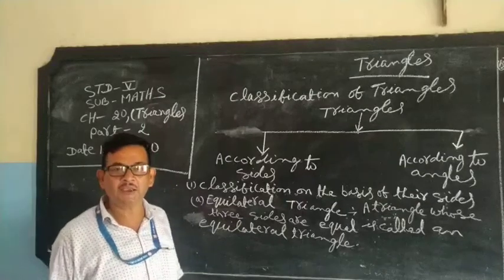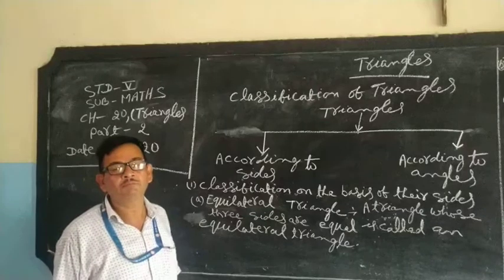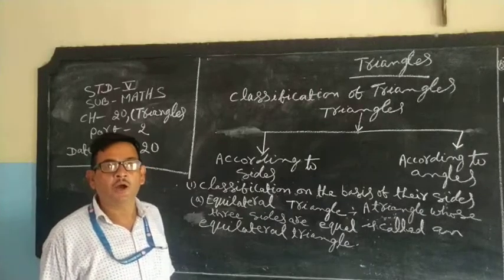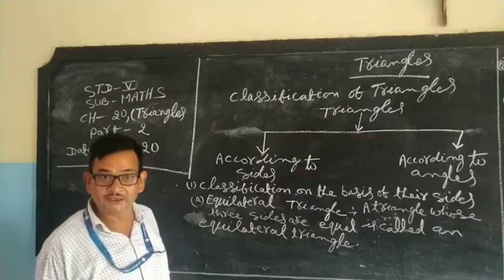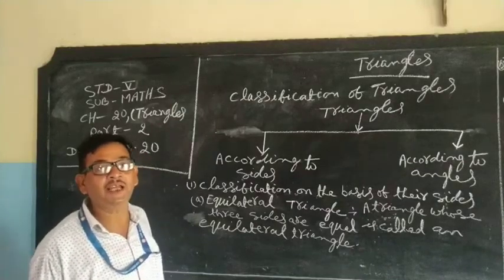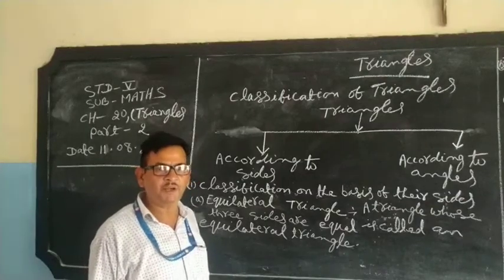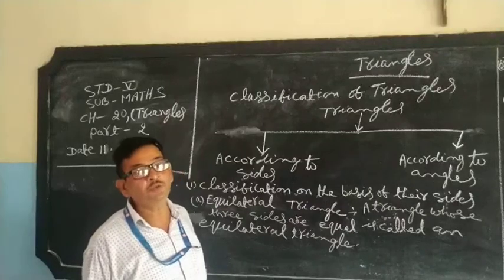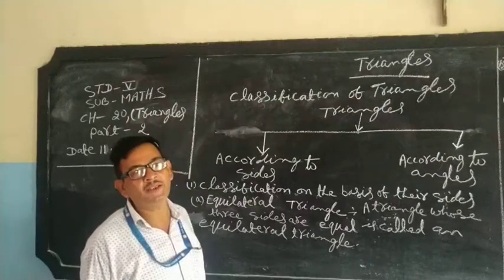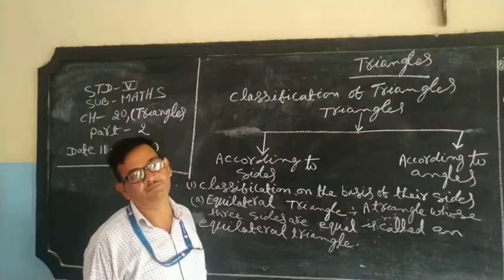Today, I am going to discuss the triangles. In previous classes, part 1, I discussed the properties of triangles. The sum of three angles in a triangle is 180 degrees. The second property I gave: the sum of two sides is always greater than its third side.